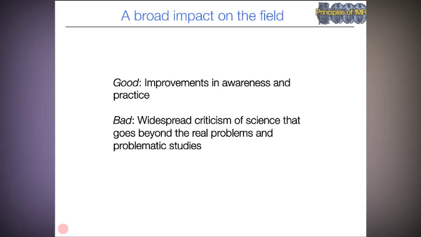But there are also some negative implications. So there's a widespread criticism of science that really goes beyond the real problems and problematic studies and gets applied very broadly. And this is a very dangerous thing, because the truth is that it's very difficult, even in the best case, to get it right. And it takes a lot of resources and thinking and expertise. And we have to build on the successful cases and test them and refine them. And there are always going to be cases where things seem very promising and then they don't pan out. But this doesn't mean that the scientific process is not working. We just need to make it work as well as we can.